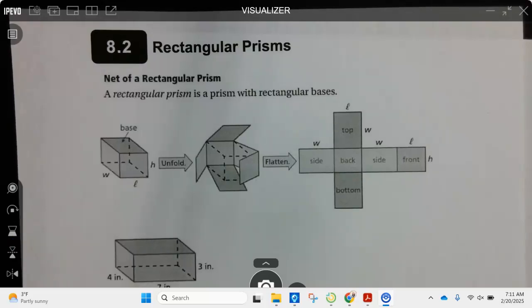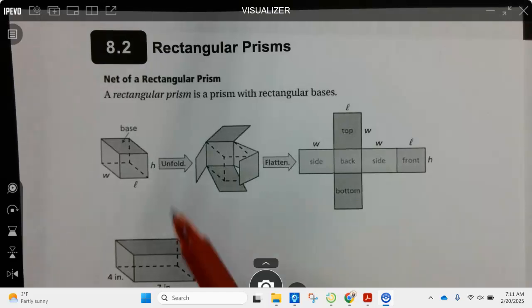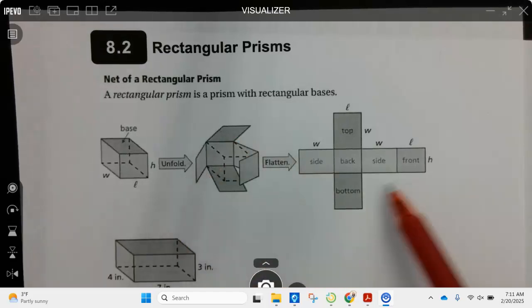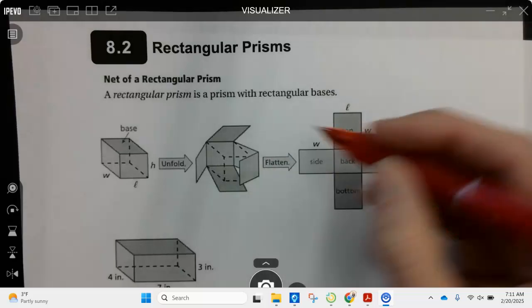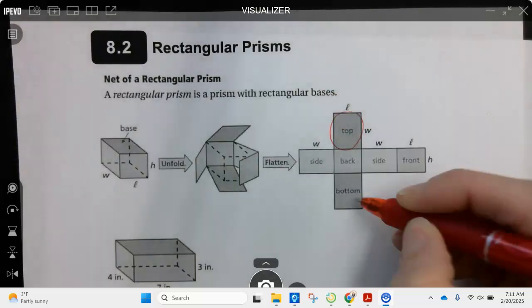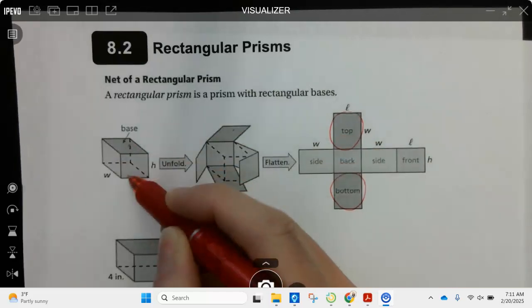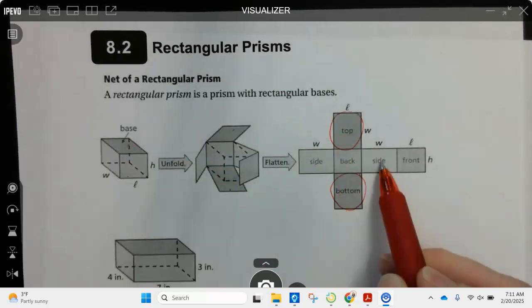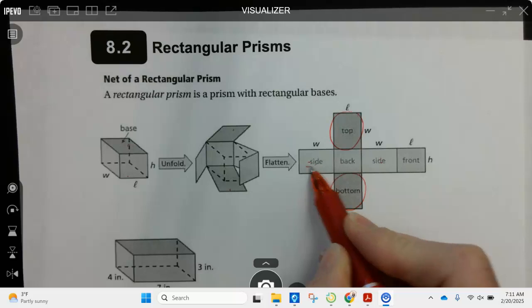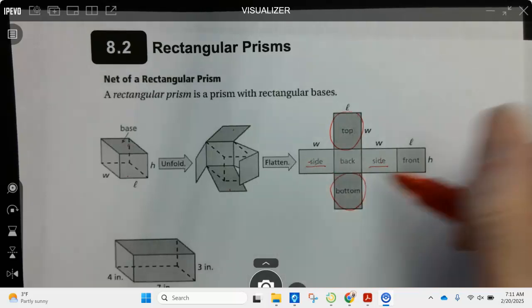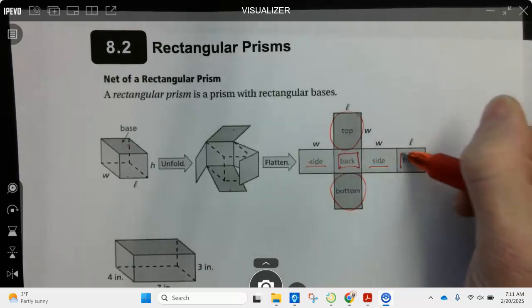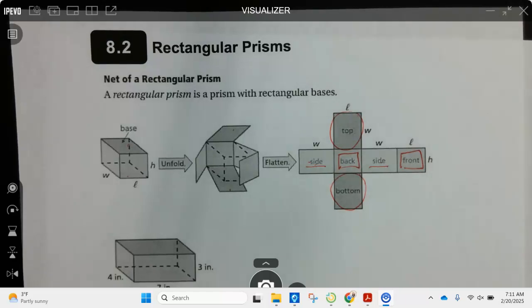Today we're talking about rectangular prisms, and a rectangular prism is just a box. So if you were to unfold the box, it would look something like this, where the top and the bottom are the same. We have two sides that are going to be the same, and then we have the back and the front, which would also be the same. So that's important to know.